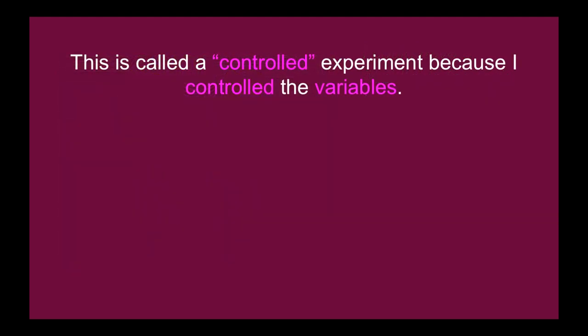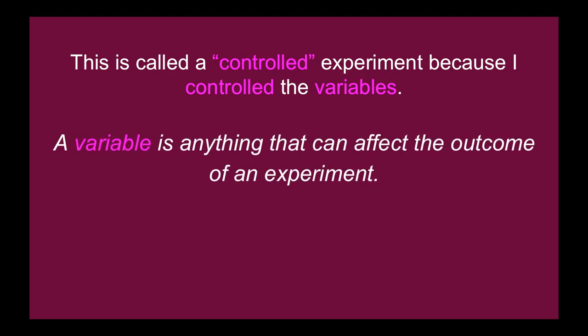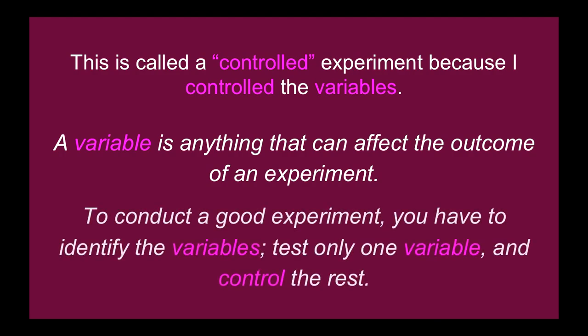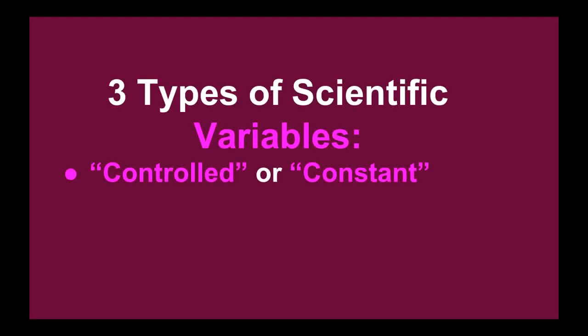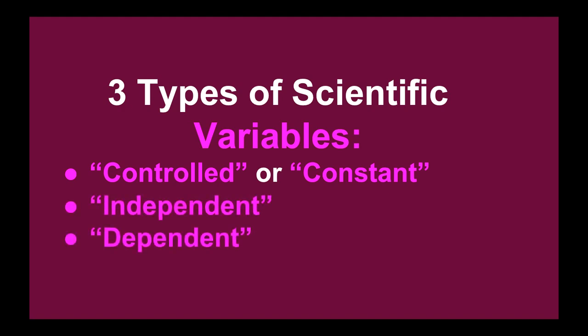This is called a controlled experiment because I controlled the variables. A variable is anything that can affect the outcome of an experiment. To conduct a good experiment, you have to identify the variables, test only one variable, and control the rest. There are 3 types of scientific variables: controlled or constant variables, the independent variable, and the dependent variable.